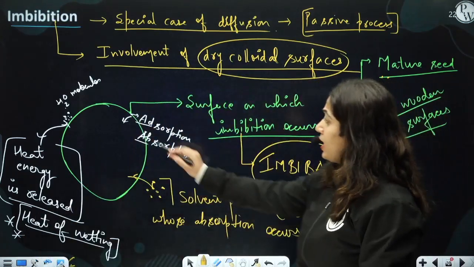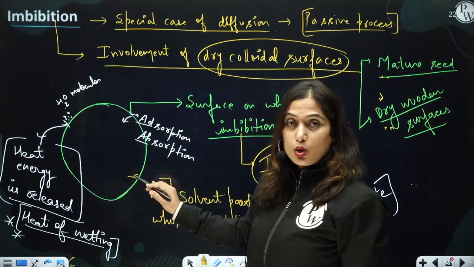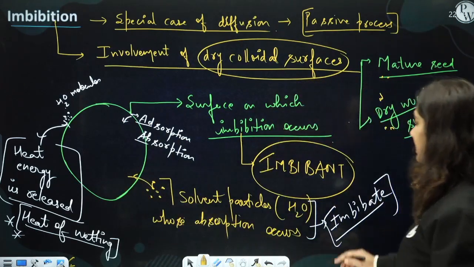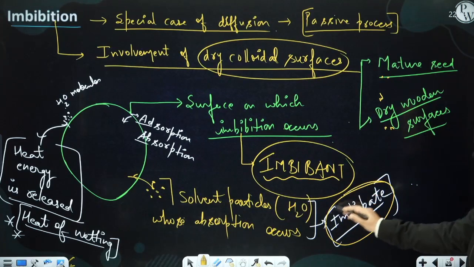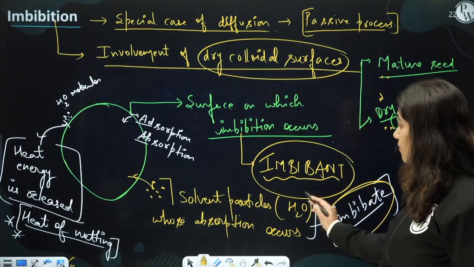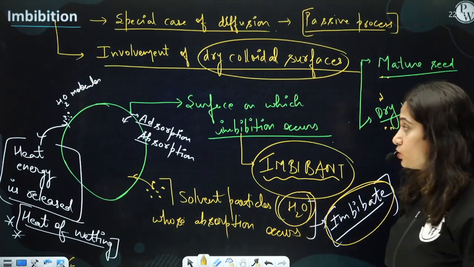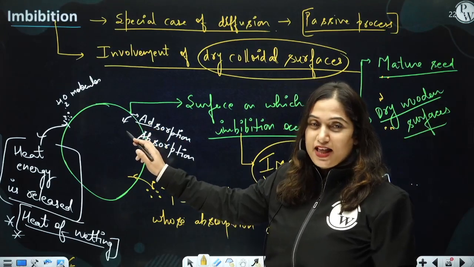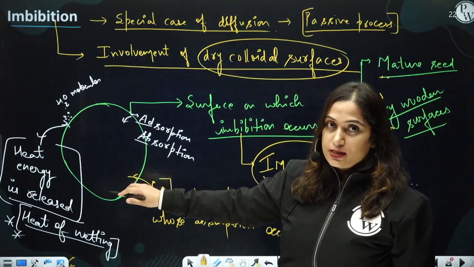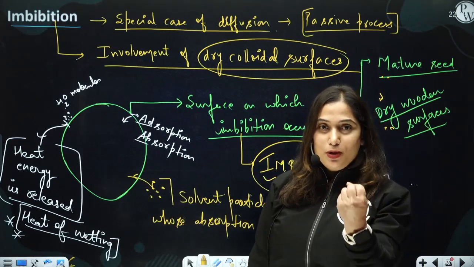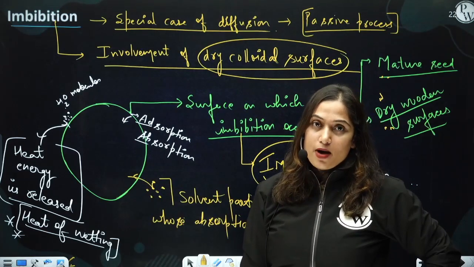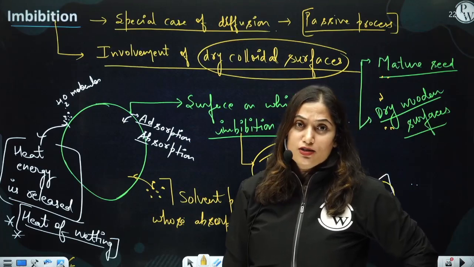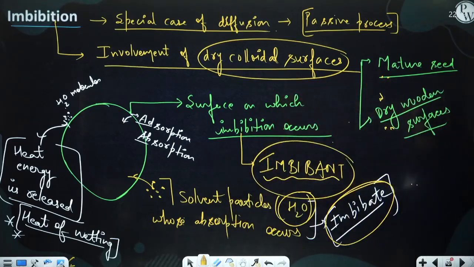Clear? So the surface on which imbibition occurs is called the imbibent, and the molecule which gets absorbed on the surface is called the imbibate, and generally the imbibate is water. So water gets absorbed on the surface and then absorbed into the surface. And when the water molecules get absorbed into the surface, the kinetic energy gets transformed into heat energy. So imbibition is an exothermic process in which heat energy is released. Okay, is this clear?